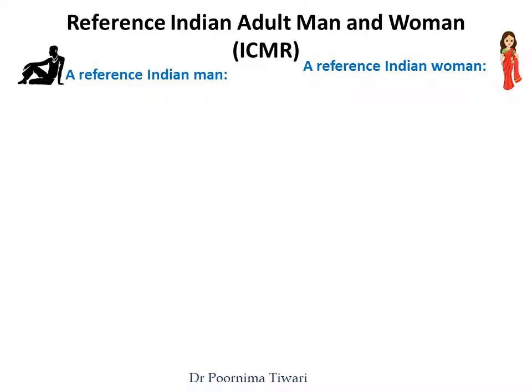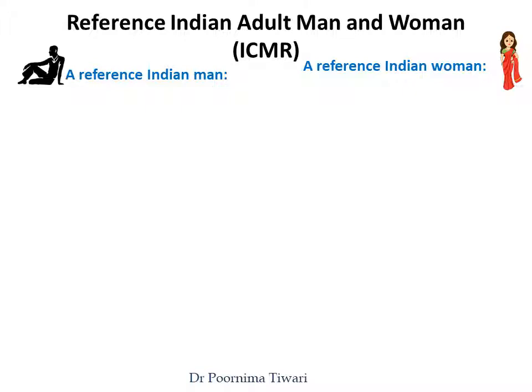Reference Indian adult man and reference Indian adult woman. The Indian Council of Medical Research has defined a reference Indian man and a reference Indian woman. Why? Because of certain recommendations that they give, for example, calories, vitamins, various nutrients. The recommendation is generally made for a reference man and a reference woman. Then depending upon that, you can calculate the requirement for a child or a lactating woman or a pregnant woman or old age.